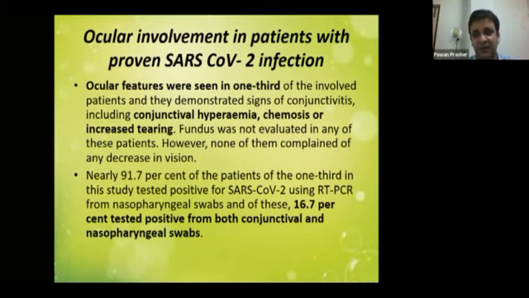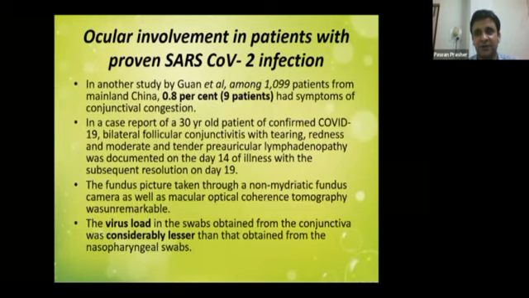So conjunctival samples or tear samples may not be a definitive diagnostic tool to establish this diagnosis, but the virus has been found there. In over 1,000 patients, only 9 patients had conjunctival congestion. So different authors and studies have different views. But we must be receptive to the idea that, though there is no clear-cut consensus about this manifestation, any patient with conjunctivitis should be suspected to be COVID-19 positive in these days.